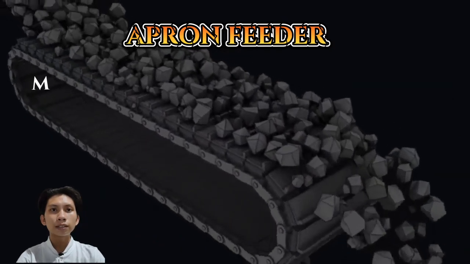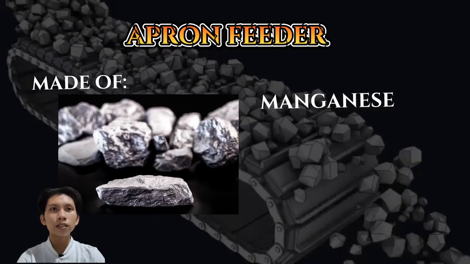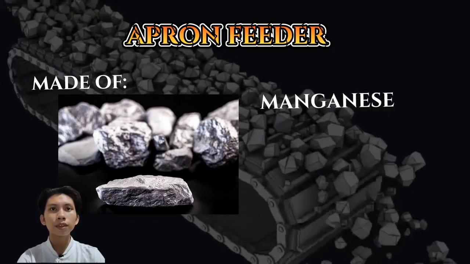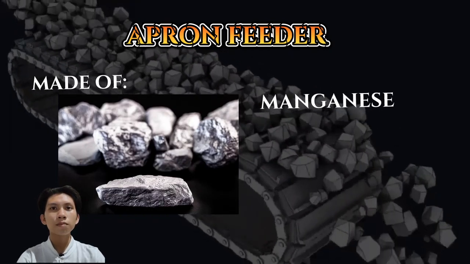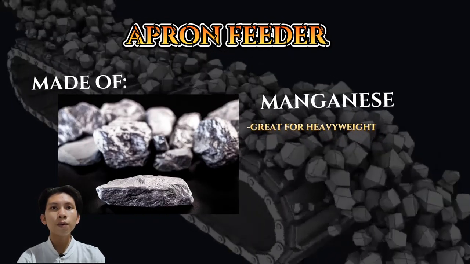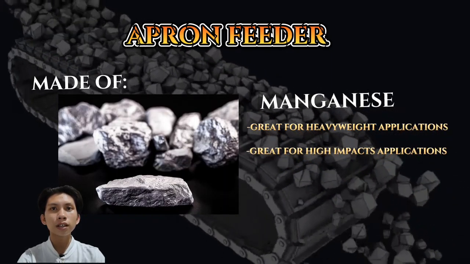Apron feeder pans are mostly made of manganese, which is a material that is used as an alloy of steel. This type of material is good for an apron feeder because it is great for heavyweight applications, great for high impact applications, and long lasting.